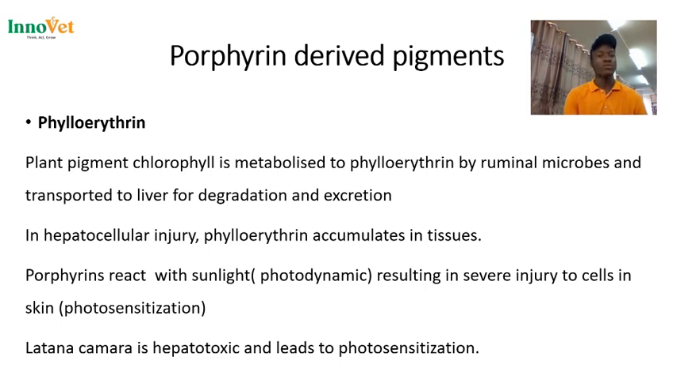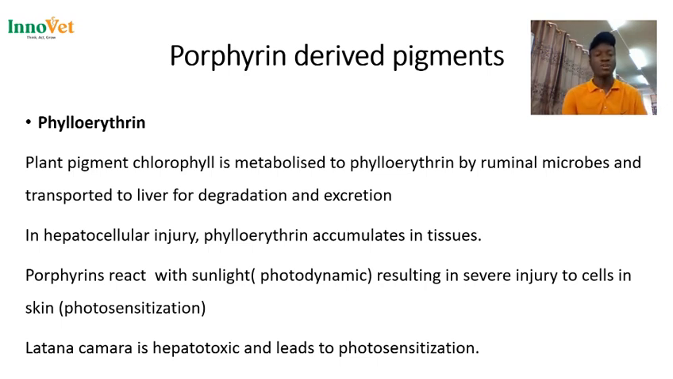And when it accumulates within tissues, it will react with the sunlight in a process known as photodynamic action, resulting into severe injury of cells in the skin. And as a result, this is going to cause photosensitization, whereby the tissues can no longer sustain the ultraviolet radiations that come from the sun. So the result will be that these animals will be suffering injuries as the skin sloughs off, and they get wounds on the body.